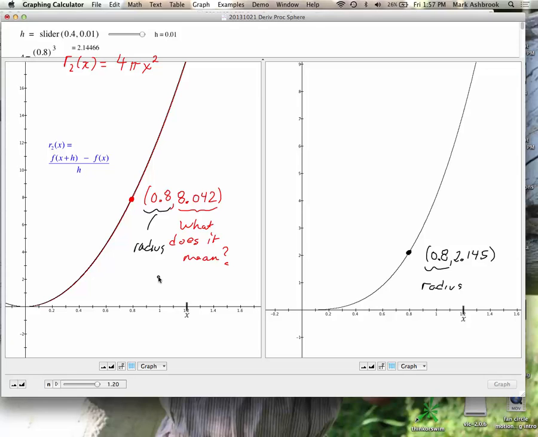All right, so this is the rate of change. So we talked about if we increase the radius a little bit, then what would we expect? The radius is currently 0.8. If we increase the radius a little bit, what do we expect? No, I want to interpret this number 8.042. What does it tell us if we increase that radius a little bit?